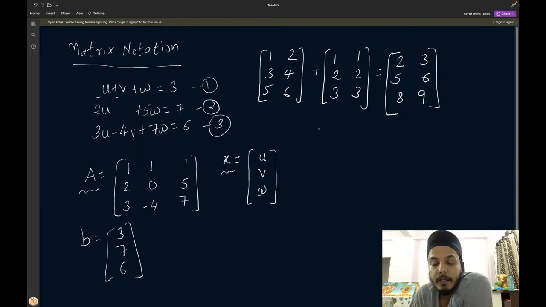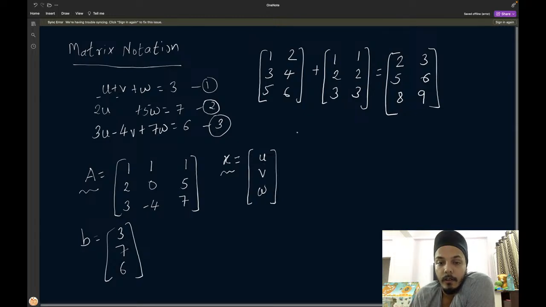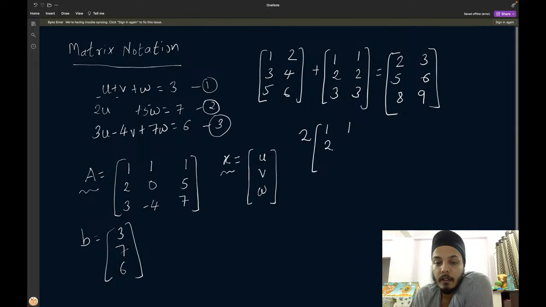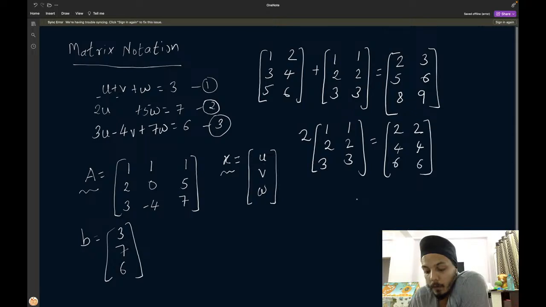It is done just as we add the vectors. Now we can multiply this matrix also by some constant c. So let us multiply it using 2. So let our matrix be 1, 1, 2, 2, 3, 3. When we multiply it by 2, what we get is 2, 2, 4, 4, 6, 6. So we have matrix addition and matrix multiplication, done just like with vectors.